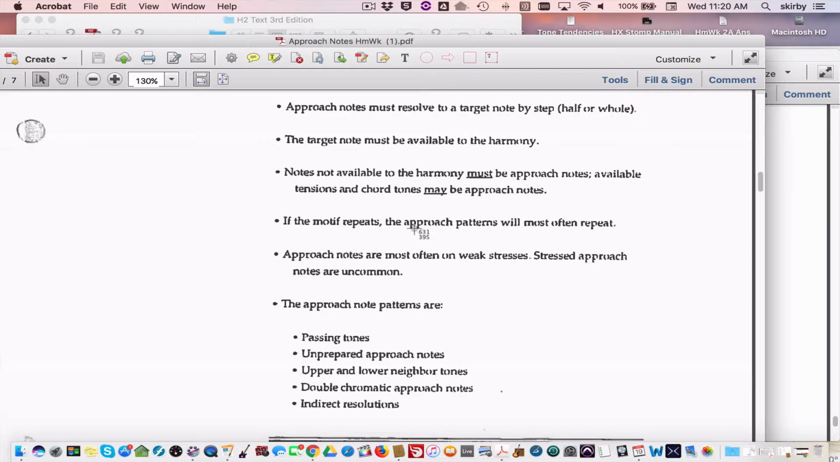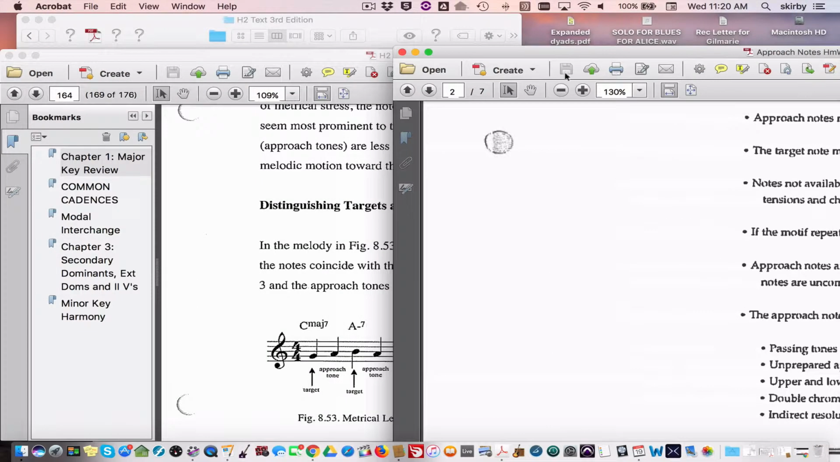Often when a motive repeats, the pattern of approach notes repeats. In a sequence like that, whatever was an approach note or a target note in the previous phrase will continue to be so in the next phrase, generally speaking. Approach notes are most often on weak stresses, and stressed approach notes are uncommon. I'll talk more about that in a minute. And here are the various types of approach notes: passing tones, unprepared approach, upper and lower neighbor, double chromatic, and indirect resolutions. So we're going to go over that in a little bit more detail now.